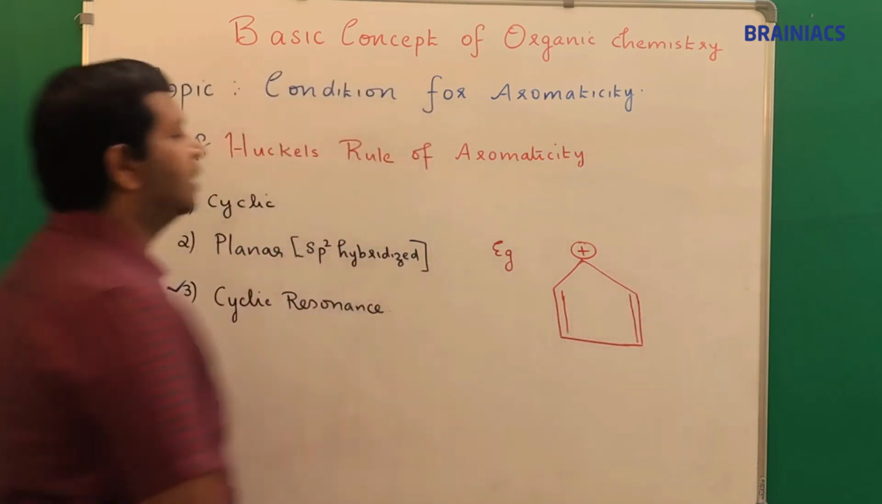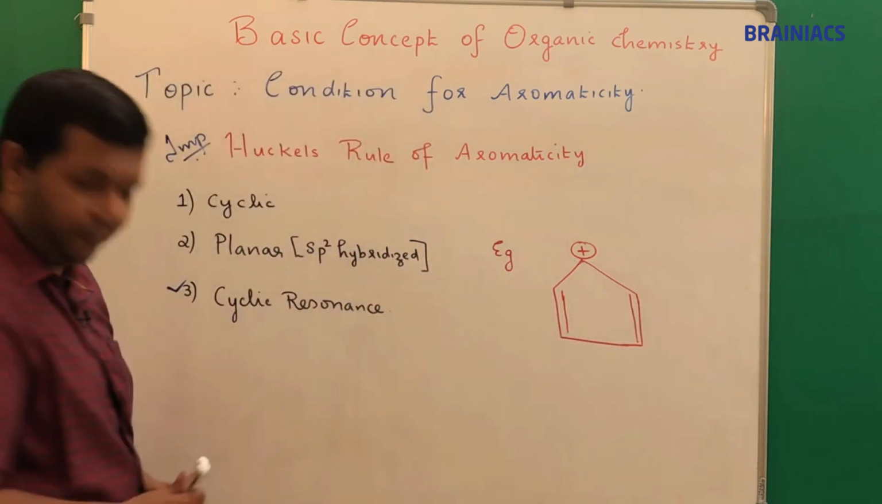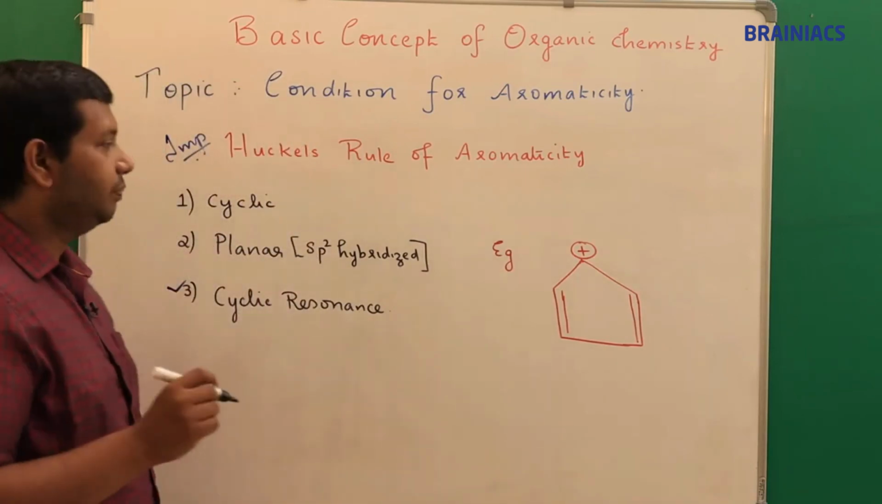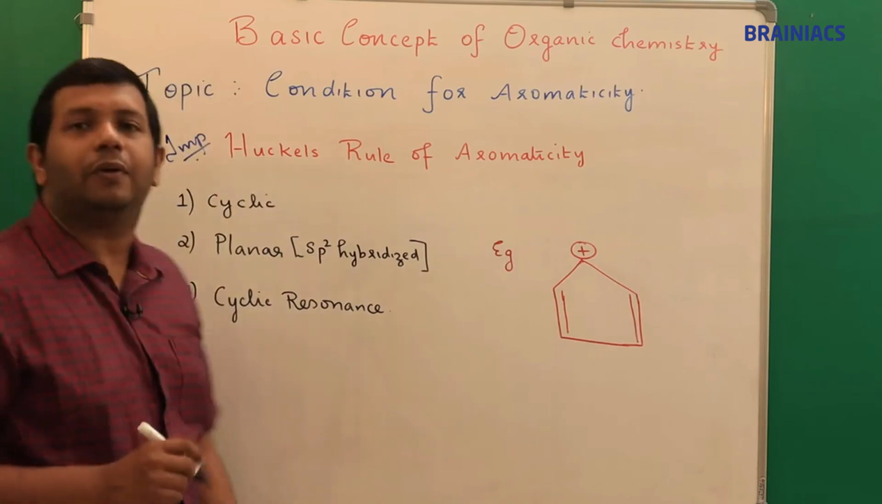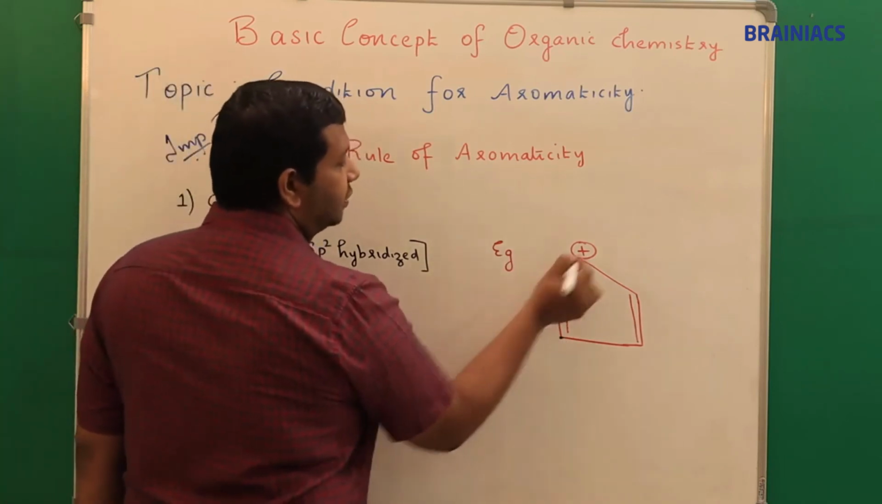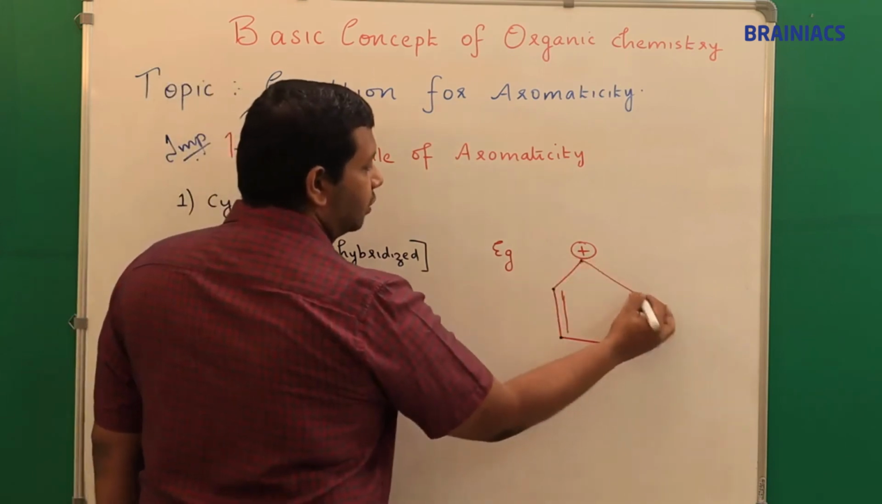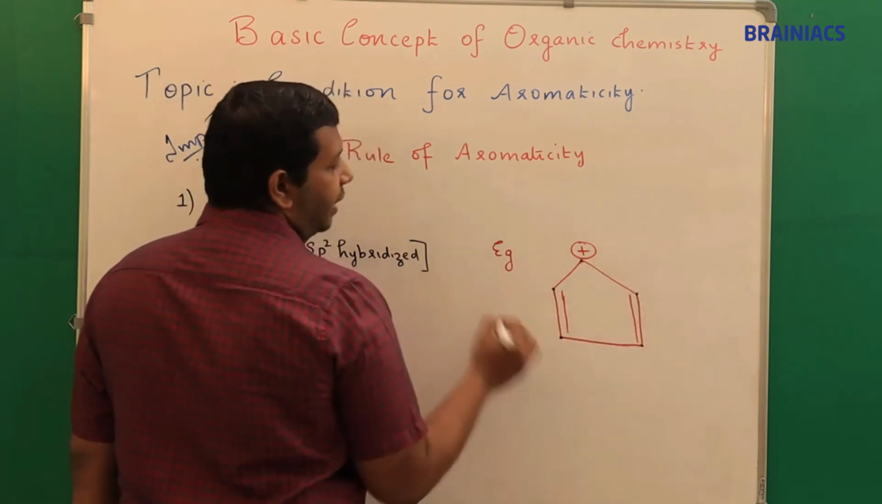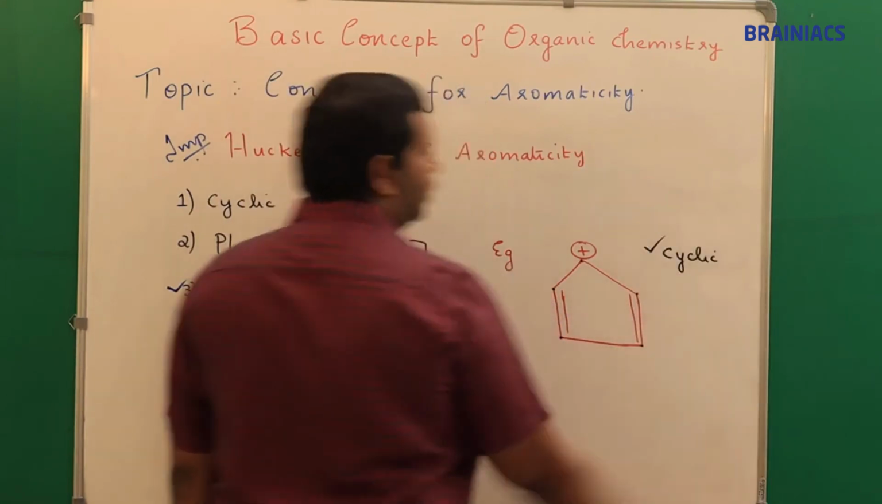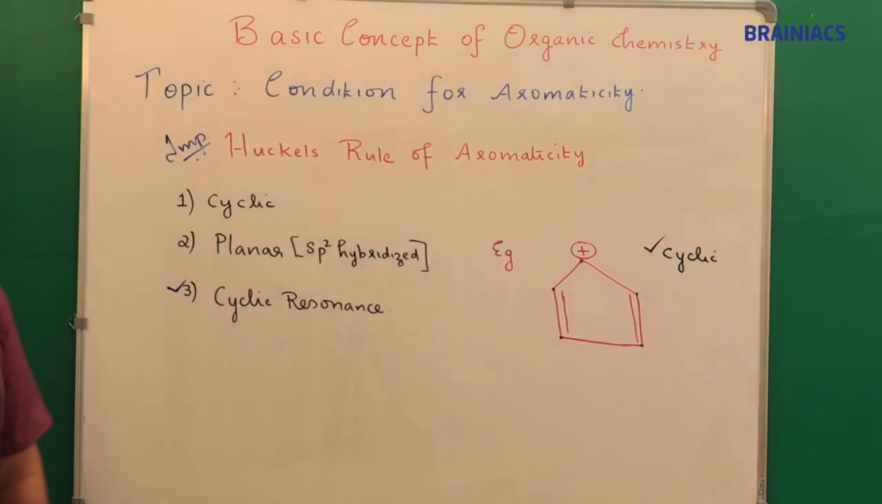Okay, we will check all the three conditions, then it will be easy for you. Now first condition, tell me whether the compound is cyclic or not. Yes, we can say, look, this is connected to this one, this is connected to this one, this is connected to this, and it is connected back here. So I can say this compound is cyclic. First condition is followed. Correct? Now what is the next condition?